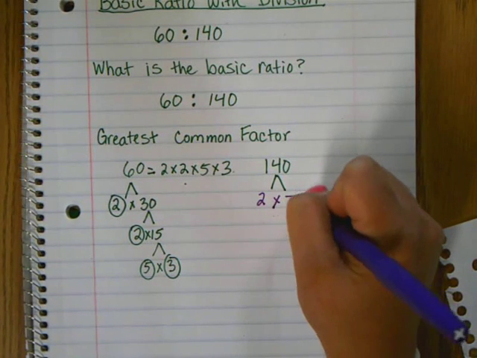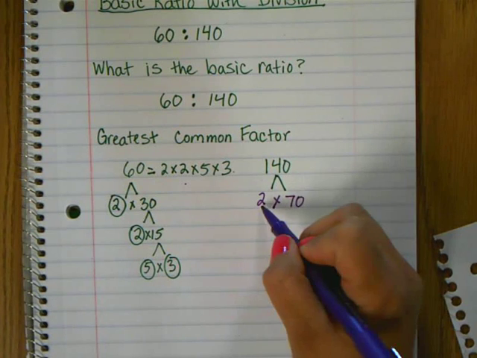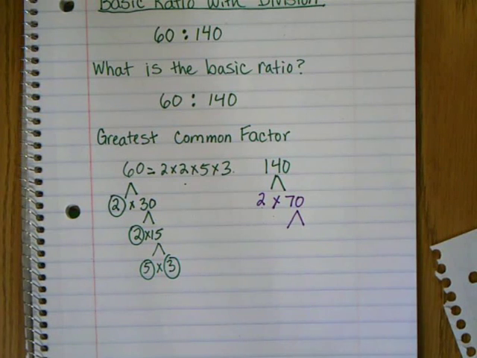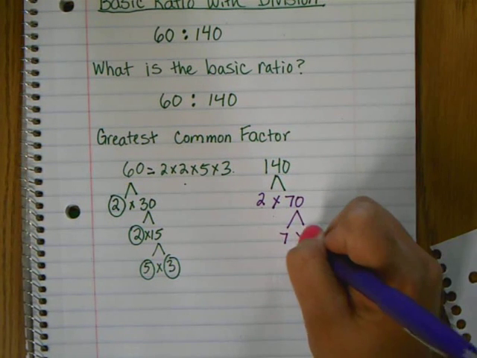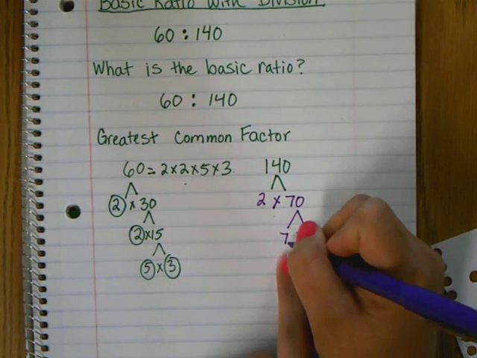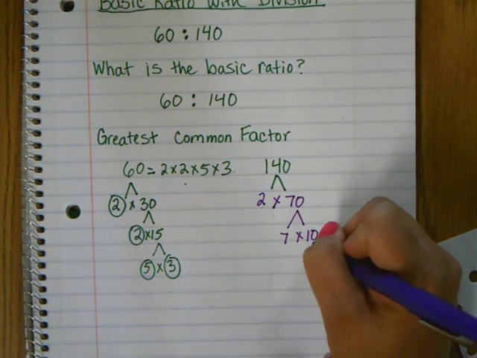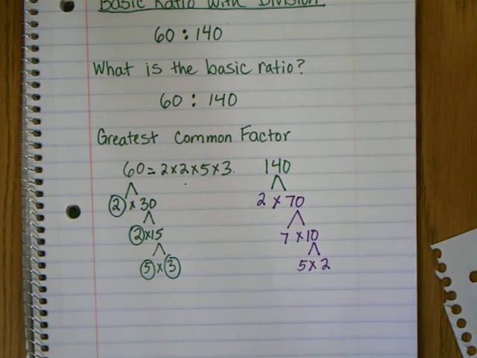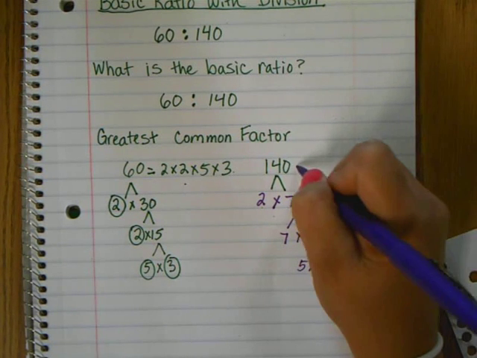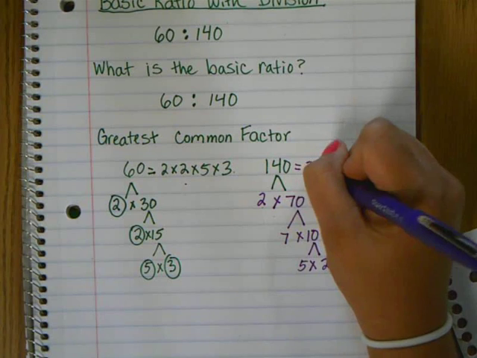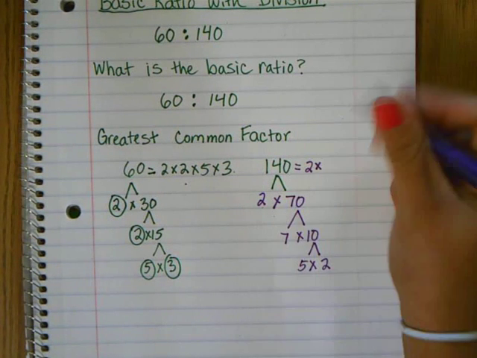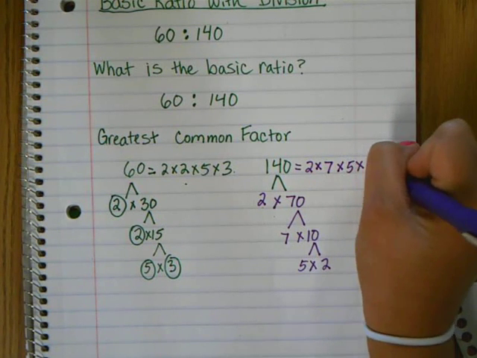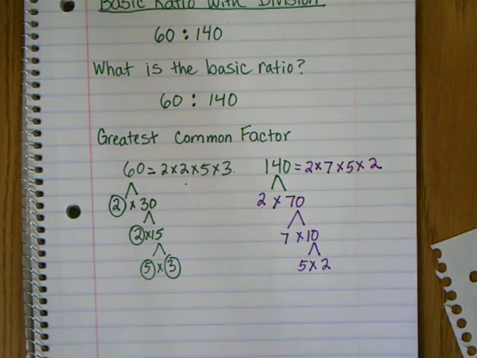Then I come over here and I do the same to 140. 140 is even. I know 2 times 70 is 140. 2 is prime, 70 is even, so I need to break it apart. I know 7 times 10 is 70. 7 is prime, 10 is not, so I have to break it apart. I know 5 times 2 is 10. So now I'm listing the prime factorization of 140: 2 times 7 times 5 times 2.